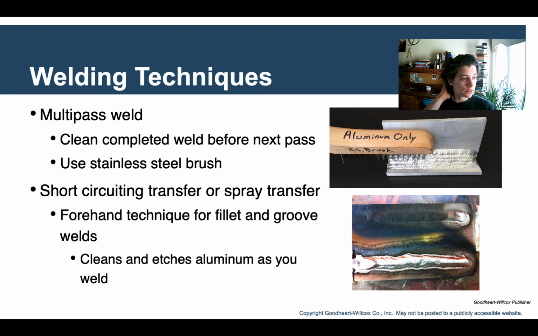Welding techniques for aluminum. You can do multi-pass welds. You have to, as with stainless steel, clean that completed weld before the next pass. Make sure you use a stainless steel brush, meaning the bristles are made out of stainless steel, not carbon steel. And then you do want to use an aluminum-only brush if possible. You can use short circuit transfer or spray transfer. Use the forehand, the push technique for fillet and groove welds, because this will clean and etch the aluminum as you weld.